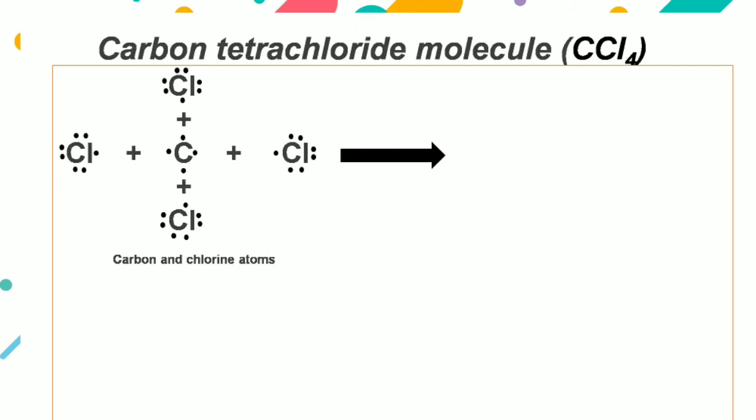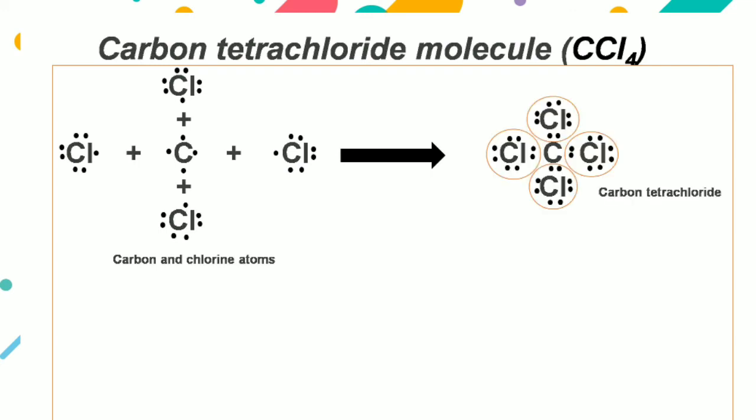Carbon tetrachloride is made up of 1 carbon and 4 chlorine atoms. Each chlorine atom has 7 electrons in its outermost shell, so it requires 1 more electron to complete its octet. Also, carbon has 4 electrons in its valence shell, so it requires 4 more electrons to complete its octet. So one carbon atom shares 4 electron pairs, one with each of the 4 chlorine atoms. Like this, every chlorine atom's octet will be completed and carbon's octet will also be completed.